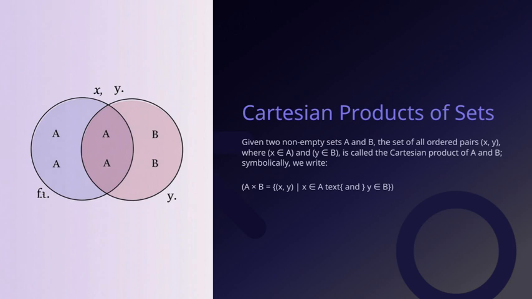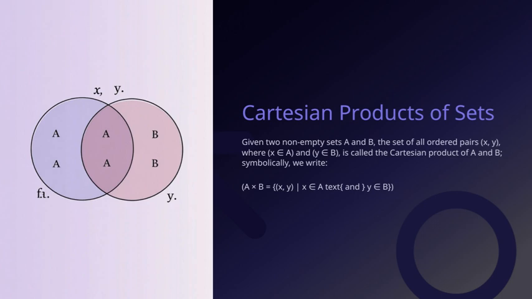Now, this set contains all ordered pairs, which are written as (x, y). The key point here is that for each pair, x must come from set A, and y must come from set B, so we're essentially pairing each element of A with each element of B. When we see the notation {(x, y) | x ∈ A and y ∈ B}, it means the set of all pairs (x, y) such that x is in A and y is in B. It's a compact way to describe this entire collection of pairs.